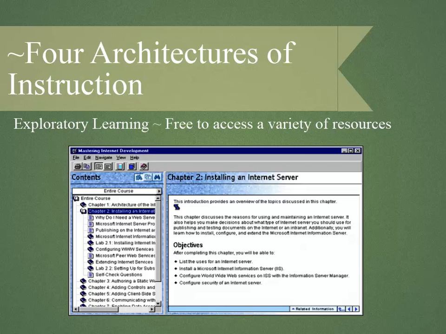The 4th architecture discussed by Dr. Clark is exploratory learning. In this type of learning, the learner is free to access a diverse repository of information. It could be demonstrations, examples, practices, exercises, involving just a lot of a variety of activities to help them learn.